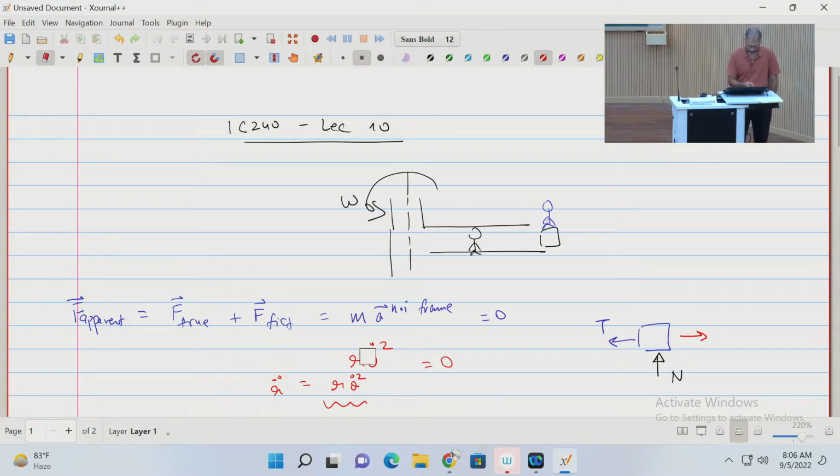Oh, I'm sorry. No, wait. Sorry for that. I was again thinking in inertial frames. Yeah, in non-inertial frame, the apparent force is 0. So excuse me for that. So F true is equal to negative F fictitious.